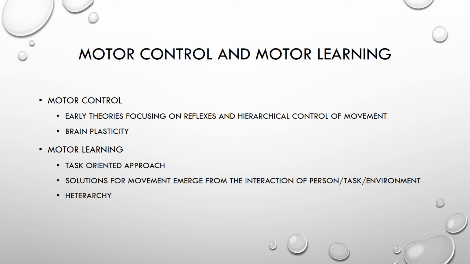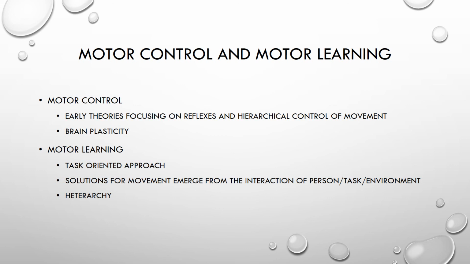Motor control is a bundle of the early theories, and we'll talk about who developed some of those later on in the semester, but they focus on reflexes and hierarchical control of movement, and they use brain plasticity to do that. Now, motor learning also uses brain plasticity, but it says that what we learned earlier is not the way things happen, and we need a task-oriented approach.